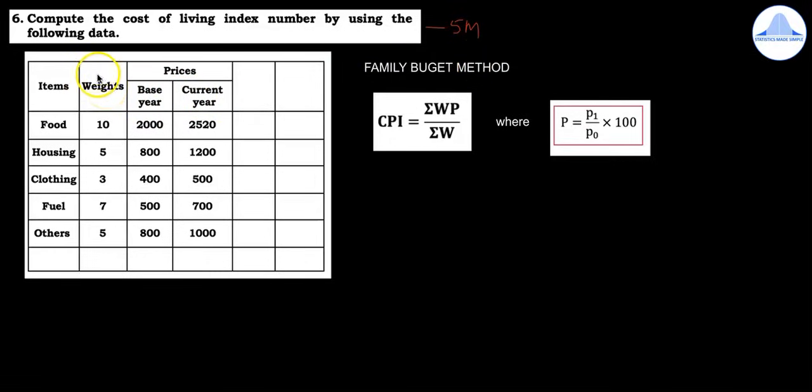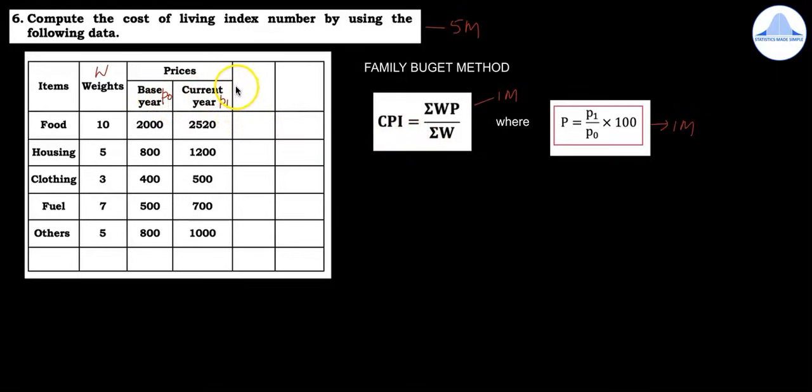So the first step is to mark the weights as W. The prices in the base year, you mark as P0, and the prices in the current year, you mark as P1. So for the family budget method, the formula is CPI, that means consumer price index or cost of living index, which is one and the same, is summation WP divided by summation W. So this will carry 1 mark. Then where P is equal to P1 by P0 into 100, this will carry 1 mark. So 2 marks for both the formulae.